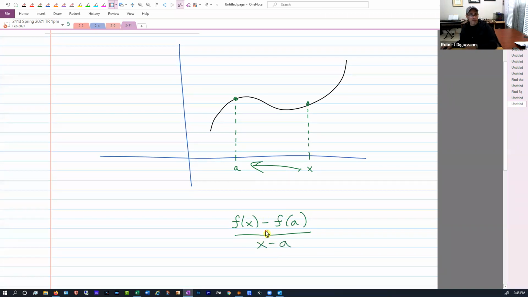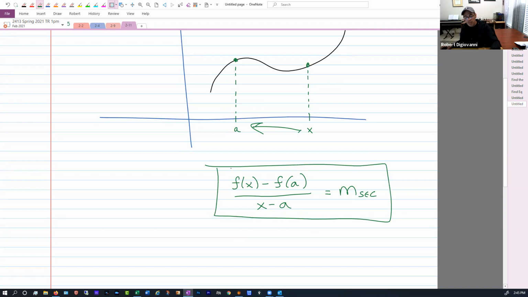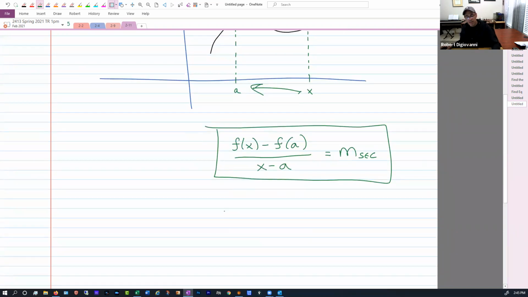Yes? Okay, this right here would be the slope of the secant line because you're not moving X towards A. You're just leaving X wherever X is. So that's the slope of a secant line. The only difference between the slope of a secant line and a tangent line is that for the tangent line, you take the limit as X approaches A of that same expression. So the big difference between secant and tangent line is the limit.